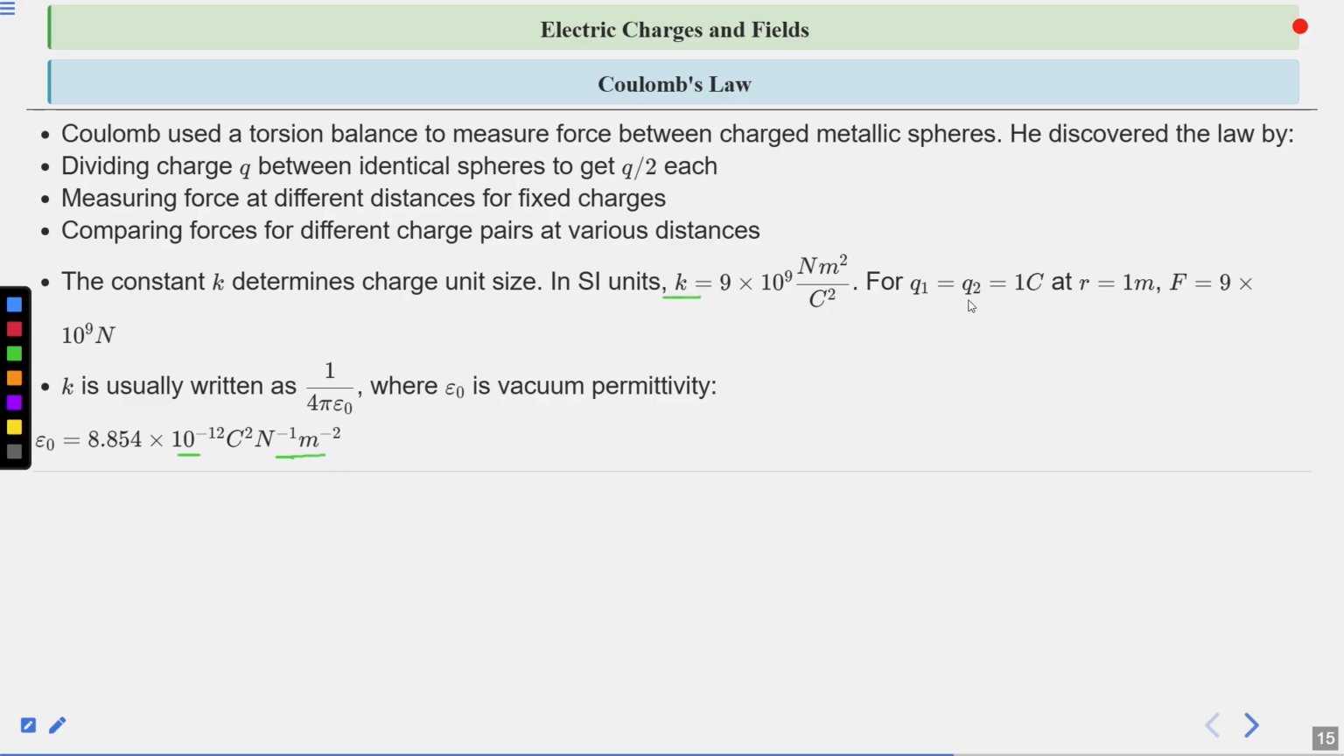K, the unit of charge coulomb, and epsilon naught, or we can say the vacuum permittivity.